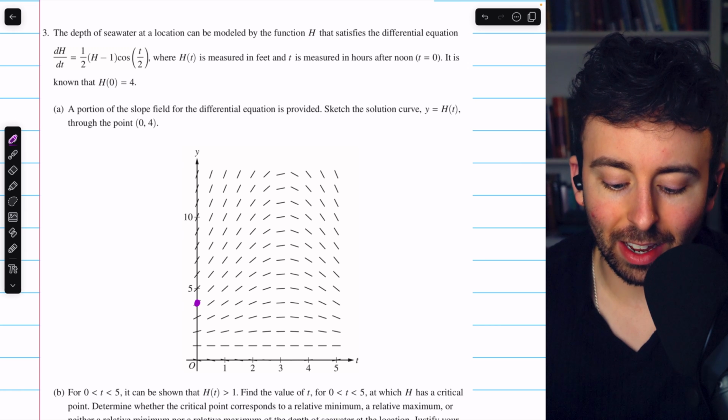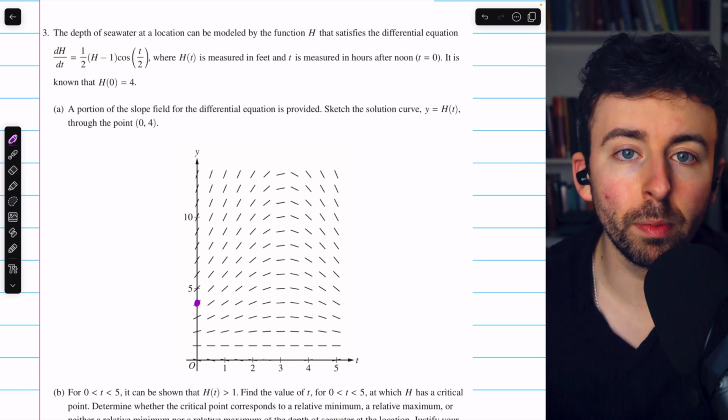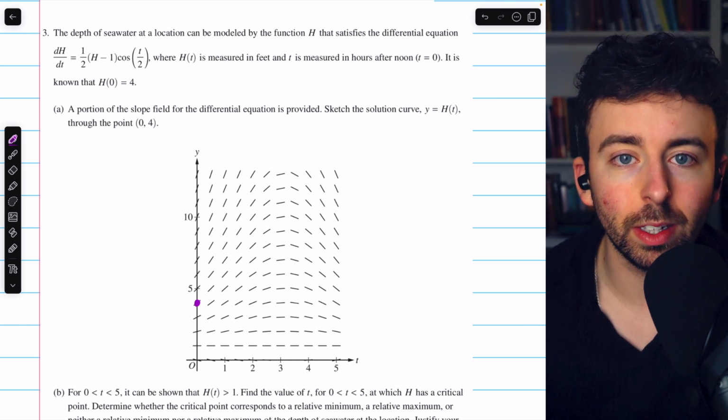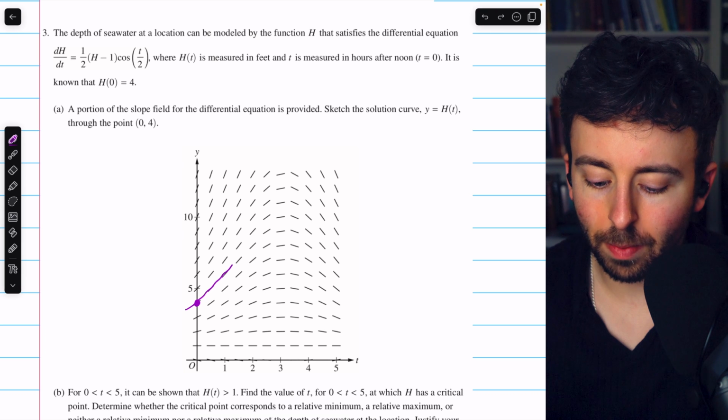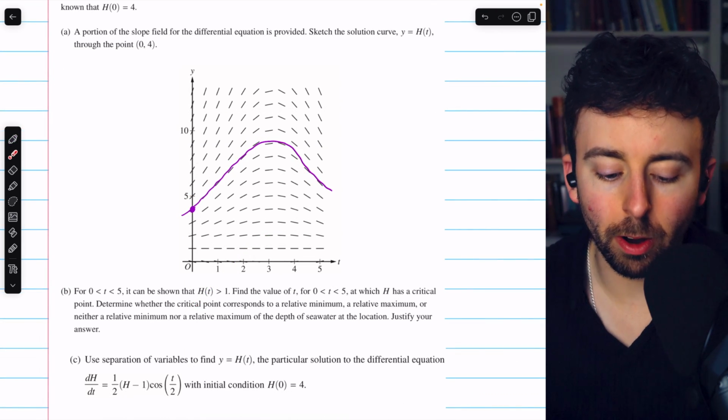Now we just have to sketch the solution curve passing through this point. So sketch a curve through the point that follows the directions as indicated by the slope field. Hence, the solution curve should look something like that. So that's the solution curve for part A. Moving on to part B.